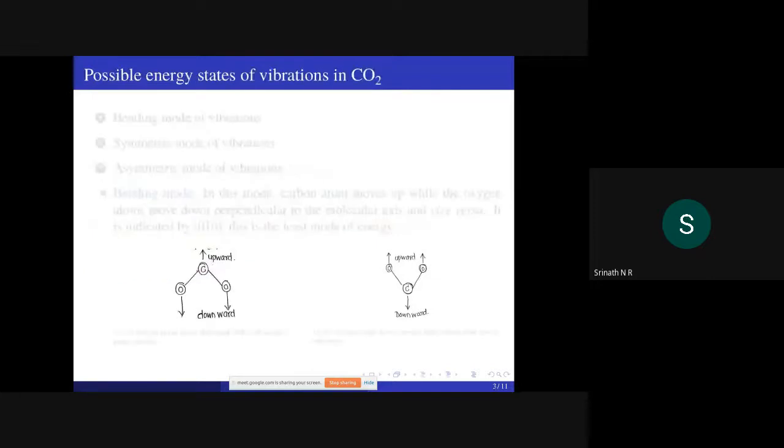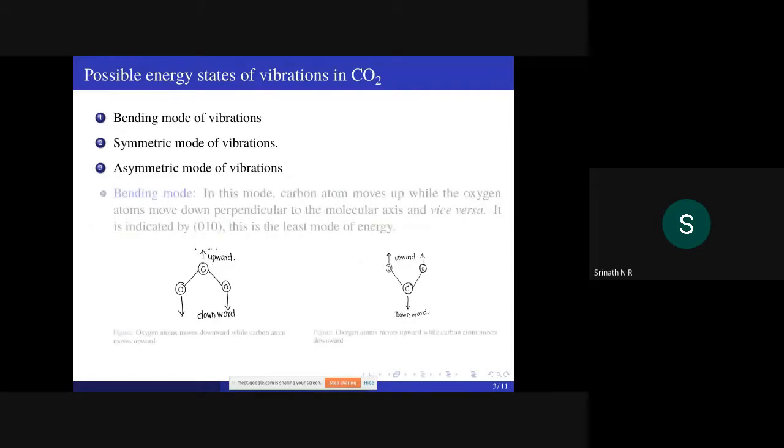Possible energy states of vibrations in carbon dioxide state. First, bending mode of vibrations. Next, symmetric mode of vibrations. Finally, the asymmetric mode of vibrations. Now we discuss in detail each mode of vibration.